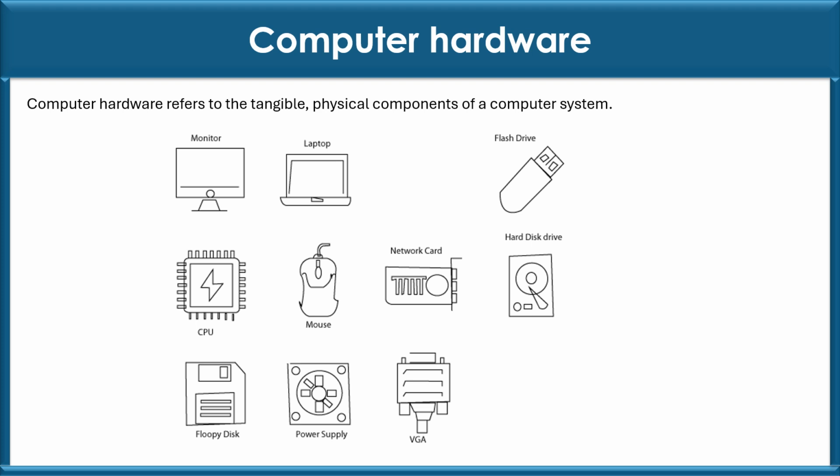So what about computer hardware? Computer hardware refers to the tangible physical components of a computer system. Anything that is tangible, that you can see and touch, is regarded as computer hardware. In my illustration below, you can see a number of computer hardware parts such as monitor, laptop, CPU, mouse, network card, hard disk drive, flash drive, VGA cable, a power supply, and a floppy disk. Those are some examples of computer hardware.